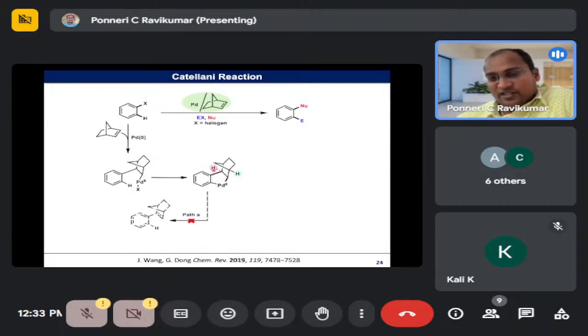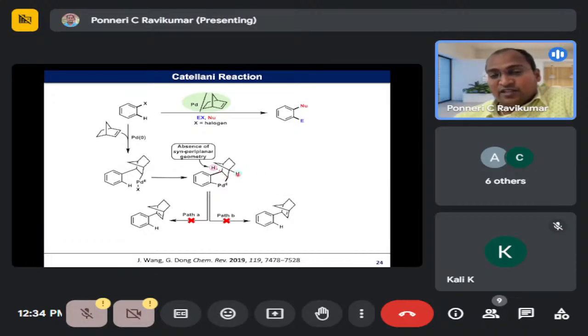If this beta hydrogen eliminates, you should get this product. But this doesn't happen because this hydrogen is anti to this carbon-palladium bond. Generally, beta hydrogen eliminations are syn eliminations. Here the geometry is anti, therefore this elimination doesn't take place.